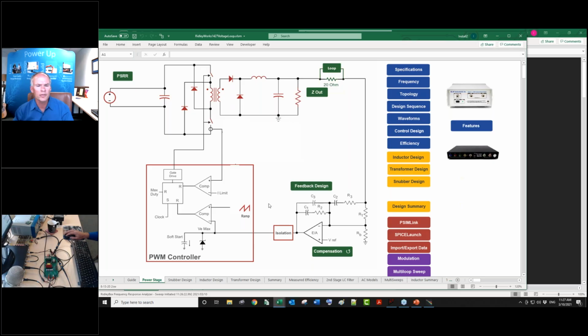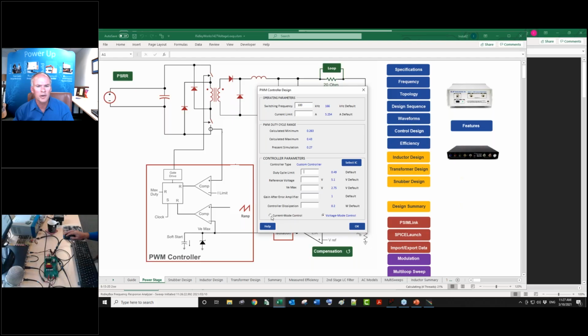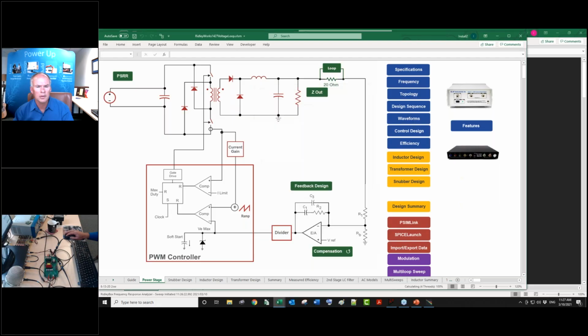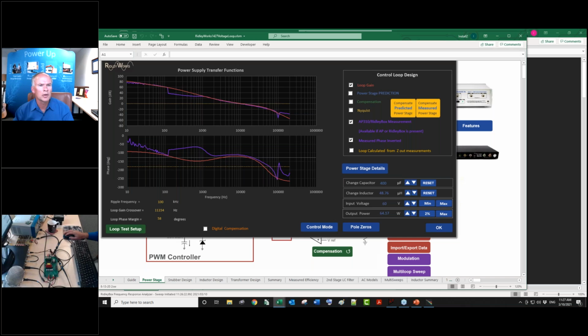While that's sweeping itself, let's go do that in the prediction too. We'll change it to current mode. Okay. So that's all good. Okay, so there's our current mode prediction.